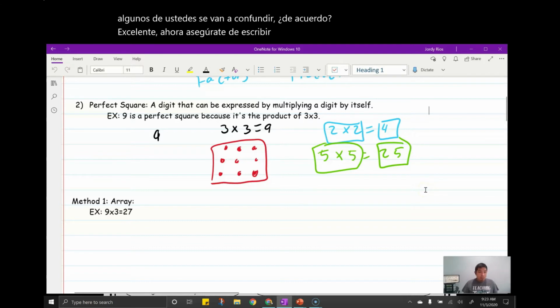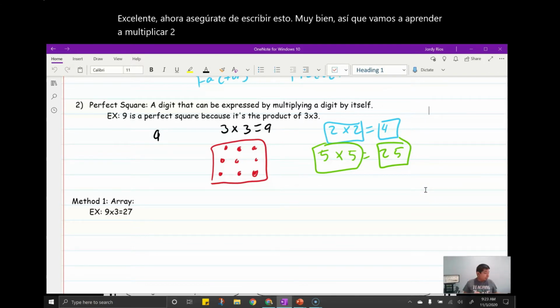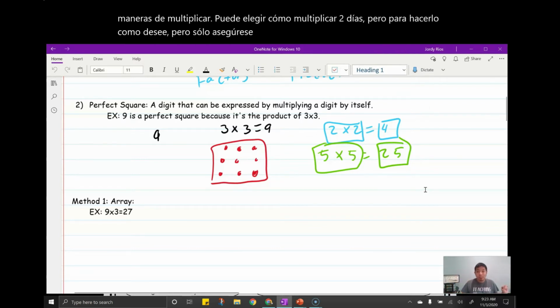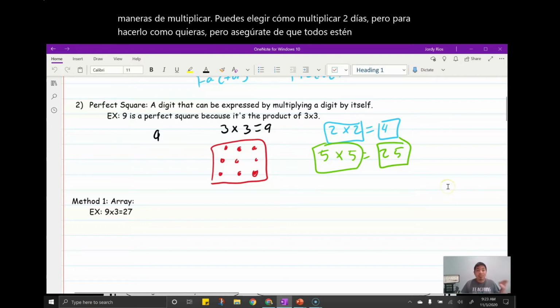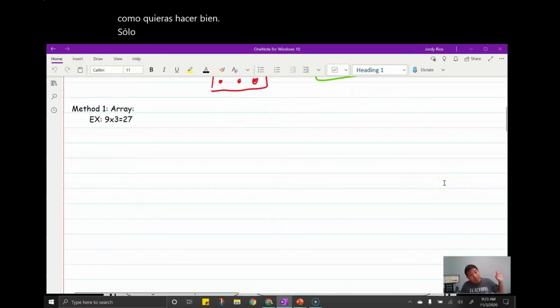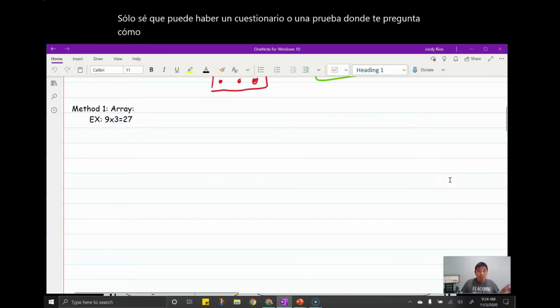So we're going to be learning how to multiply 2 digits by 2 digits, and I'm going to be showing you 1, 2, 3, 4, 5 ways on how to multiply. You can choose how to multiply 2 digits by 2 digits however you want, but make sure that you know all of them. Whenever I tell you to go ahead and multiply and give me the product, you choose however you want to do it. But just know there might be a quiz or a test where it asks you how to do this. Sometimes you can choose whatever way you want, sometimes you don't. That's not up to us, so make sure you know all the ways.